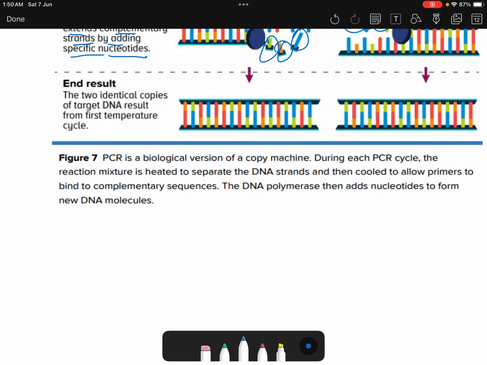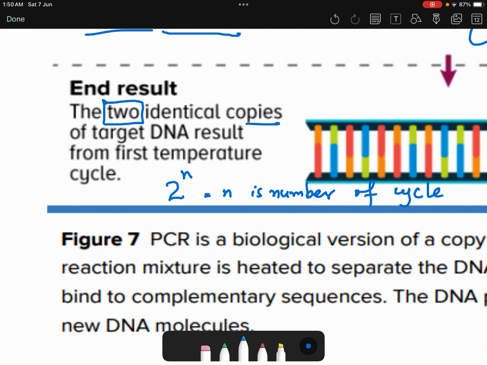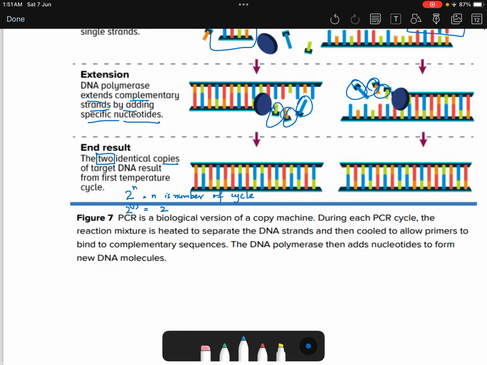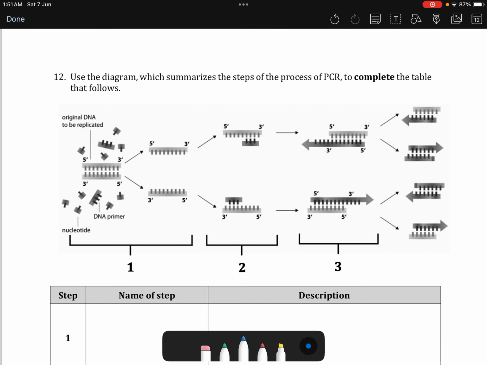What is the end result? So the end result is very obvious over here, 2. Remember that we get how many copies? 2 identical copies. The formula is 2 to the power n, where n is the number of cycles. So if it is the first cycle, 2 to the power 1, the answer is 2. How many new DNA molecules are made after the first cycle? It is 2 molecules, two copies.